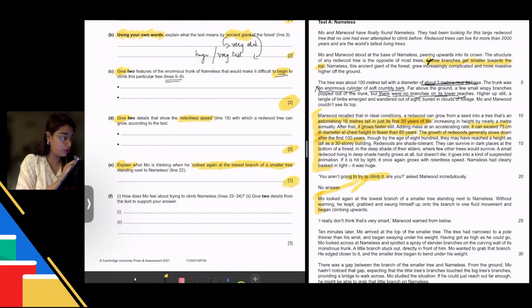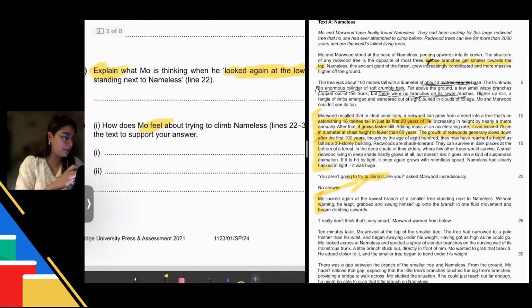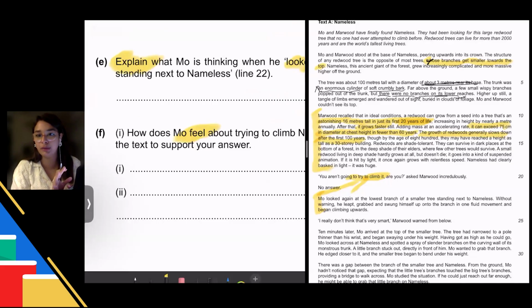The next question talks about how Mo feels about trying to climb the Nameless. So this basically is a two-part question. We have 3 marks here. So we should be able to identify, number 1, his feelings for 1 mark, and then give 2 details from the text to support your answer. So you should be able to highlight 2 pieces of evidence to support your answer. Please keep in mind that this is how the question will be structured in your paper as well.